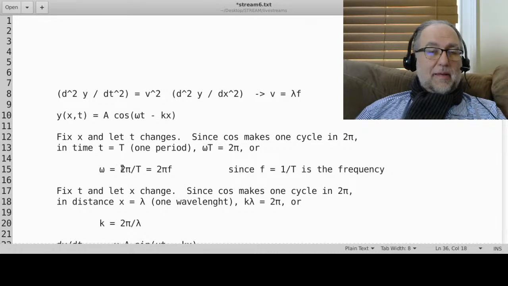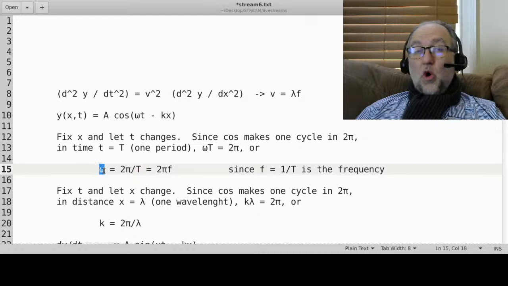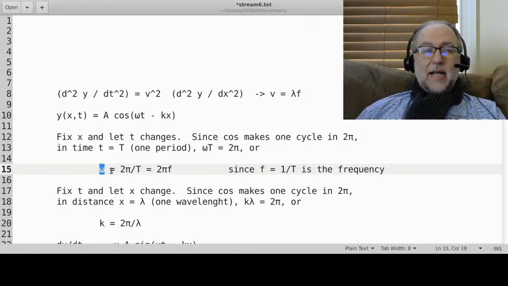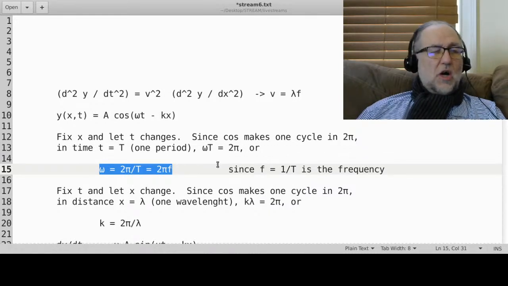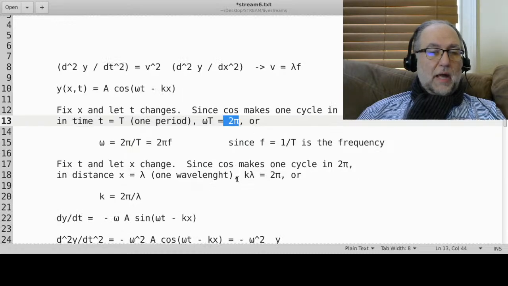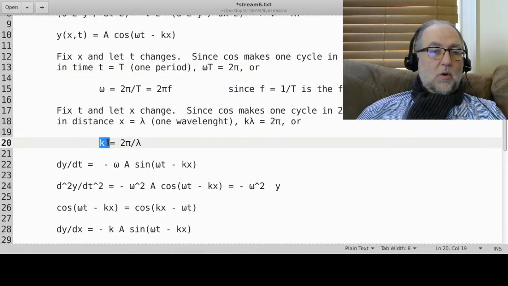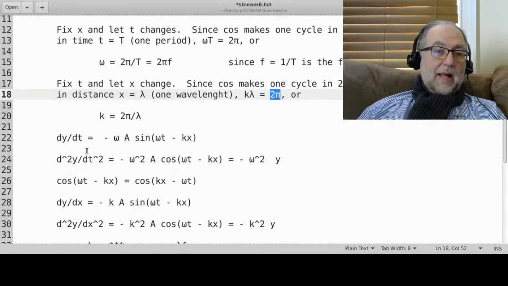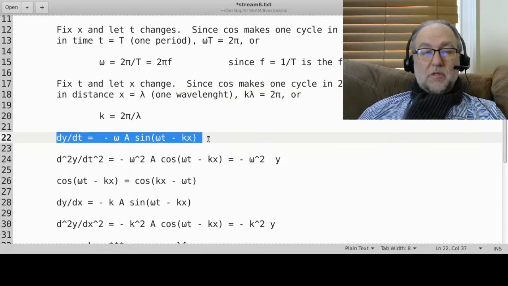One of them is going to be what is the relationship between omega and the period, and or what is the relationship between omega and the linear frequency. And it's not just enough to know the formula. You should know that that's because the cosine makes a period in 2 pi. I will also ask, what's the relationship between k and lambda? And again, it's important to know that this 2 pi in there is coming because the cosine has a periodicity of 2 pi.